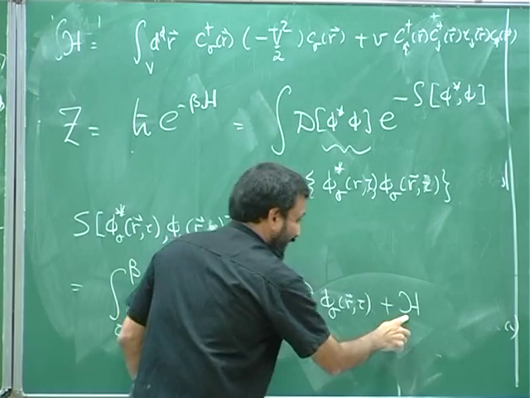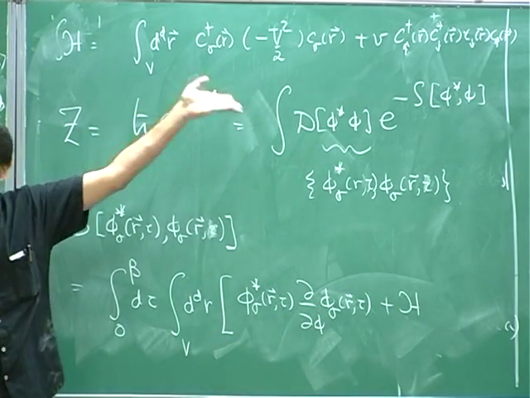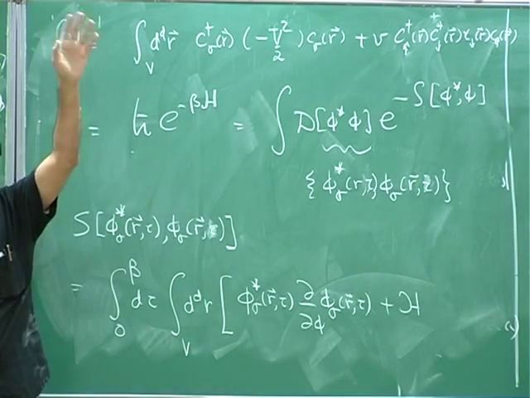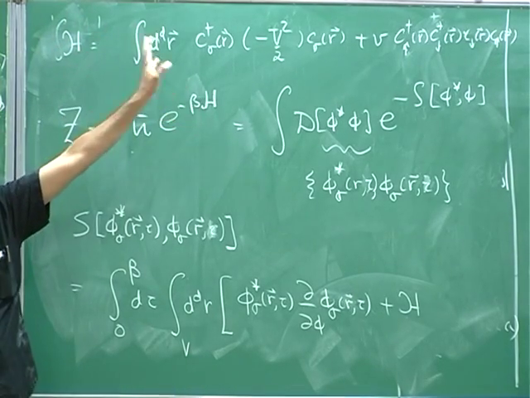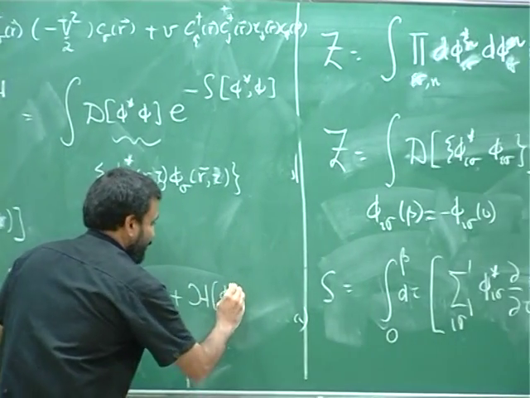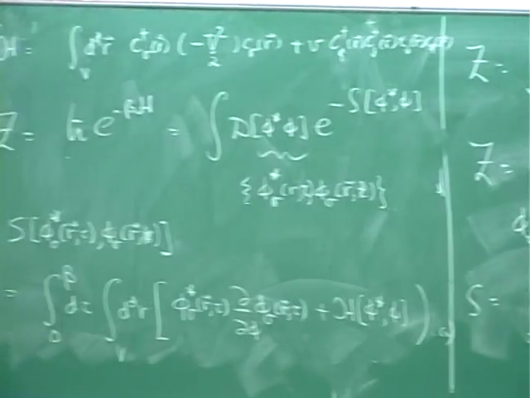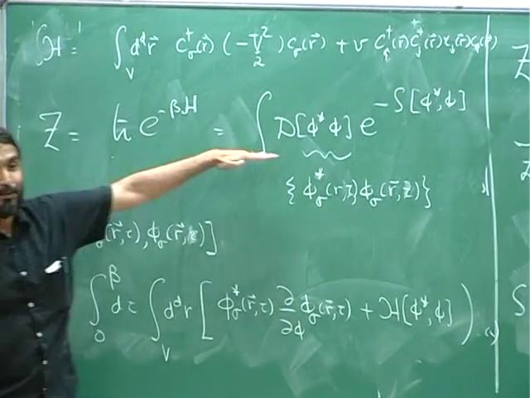I will just write this H, take H, what I have written here, and wherever you see c's, you replace them by phi, and wherever you see c dagger, replace it by phi star. So it's become some functional of that again. I'll just write it like that, and so on. Okay? And this is the partition function of that.